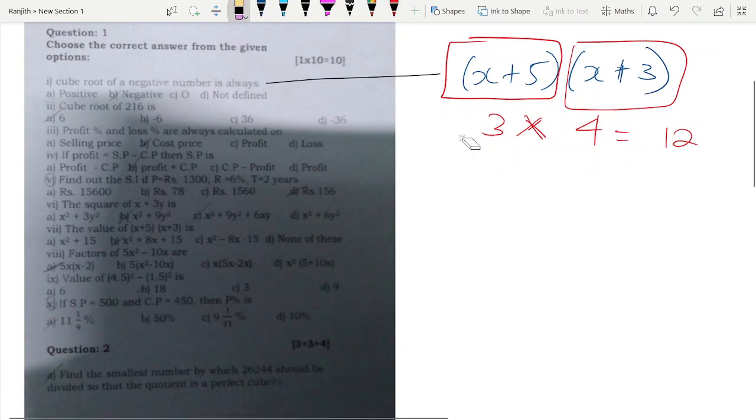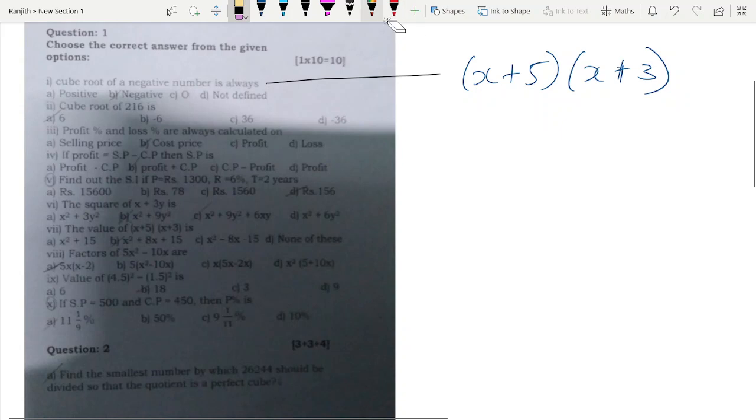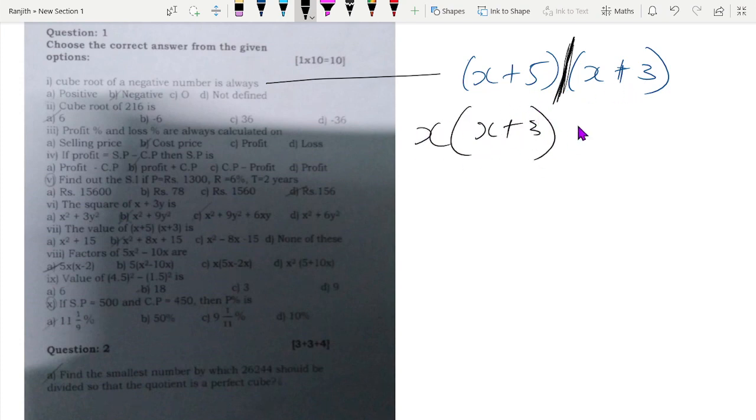Right? 12. So instead of giving numbers, they have given brackets. That's it. So what are we supposed to do? Add, subtract, multiply, divide? Multiply. In between two brackets, there's no value. If nothing is given, that is multiplication. So two brackets are there. Use the bracket method. x into x plus 3 plus 5 into x plus 3.